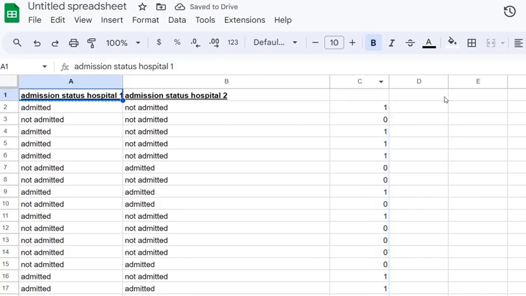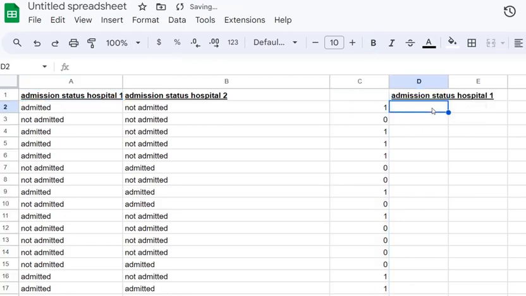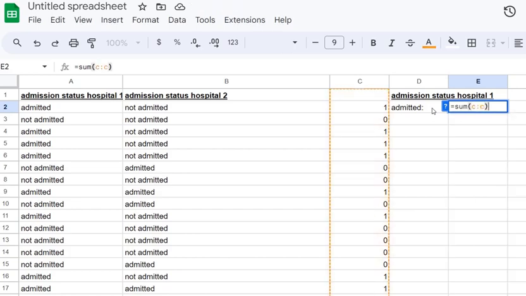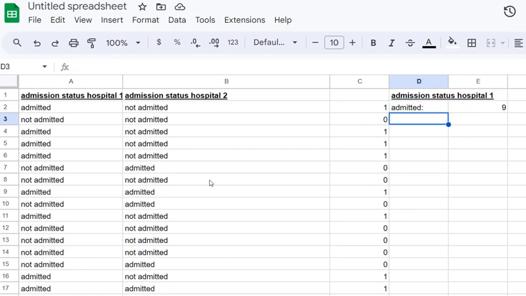Okay, so for hospital 1, I could quickly calculate the sum. I could just write sum C to C. So that means all of the numbers in the column C. Add them all up. So there's 9 that were admitted. If you get good at it, that's quicker than counting it by hand. But for such a small data set, you could probably do this without. And there's 20 values total, so not admitted must be 11.